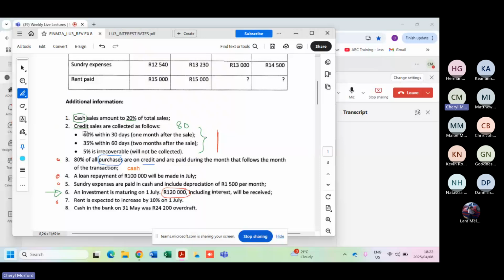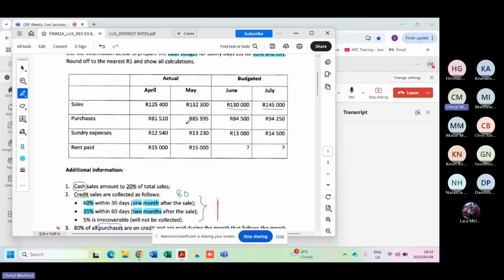So we're going to get 60% 1 month after. We're going to get 35% 2 months after, and the rest we are never getting. It's a bad debt. Okay, so let's get the timing sorted, shall we? Right, so how far back do we need to go? Basically, 2 months.